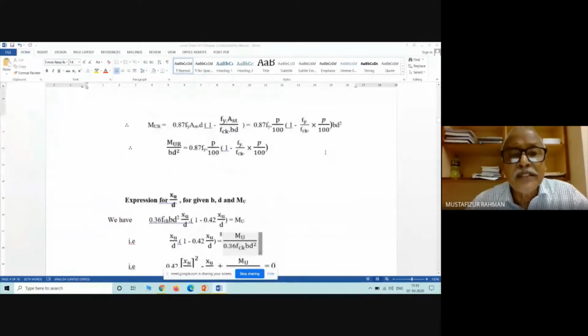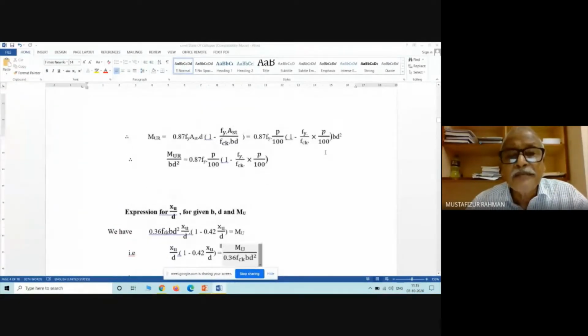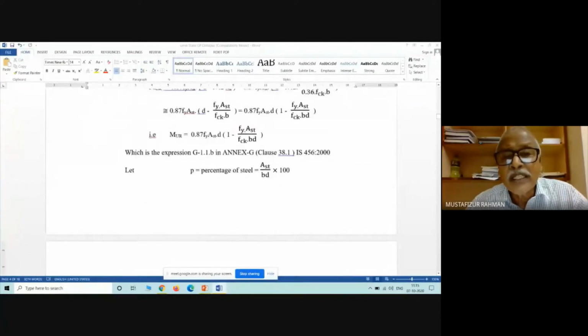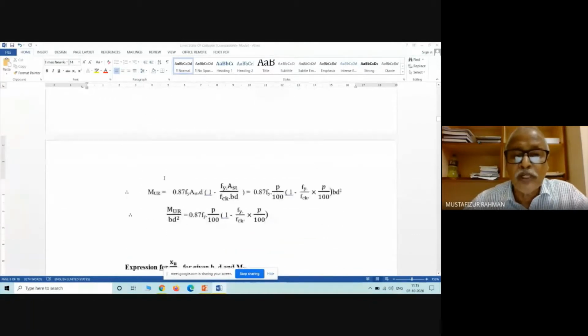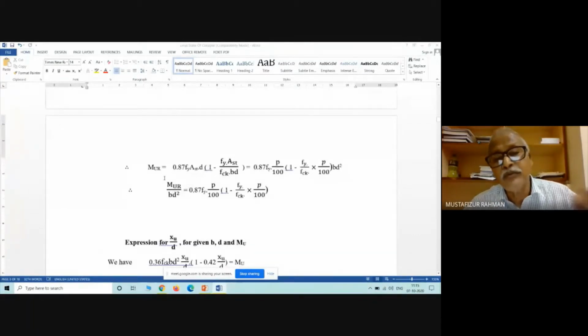So, in the last class, we had done all these things. Mu is equal to 0.87 Fy Ast d into (1 minus Fy Ast by fck bd). So, this expression is available in the code also, so not to worry. Now, we will have to do some permutation and combination for getting different expressions, so that for different information we will be able to utilize these expressions.